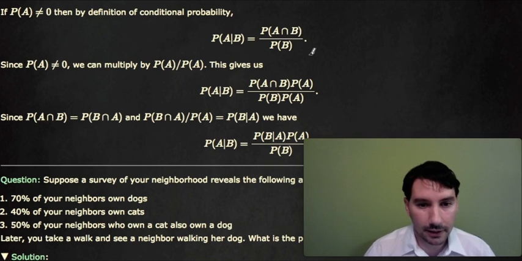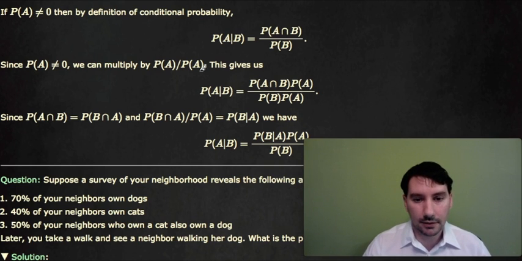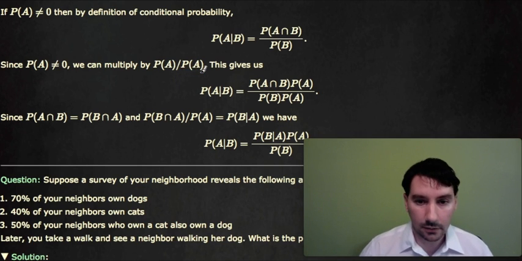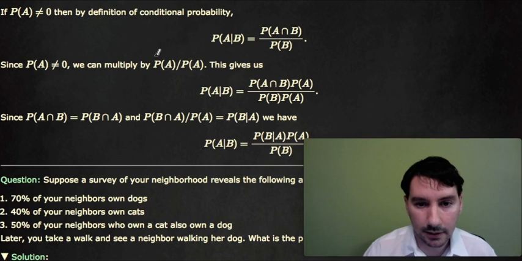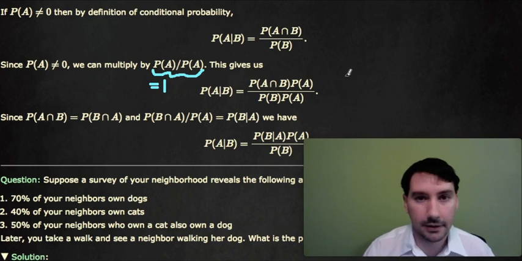Now, since the probability of A isn't 0, we can multiply the right-hand side by the probability of A divided by the probability of A. It's important that the probability of A isn't 0, because we're dividing by the probability of A. So, you never want to divide by 0. And the reason we can multiply the right-hand side by this is that this whole thing is just equal to 1, right? This is just 1. So I'm going to multiply the right-hand side by 1 in a fancy-looking way.